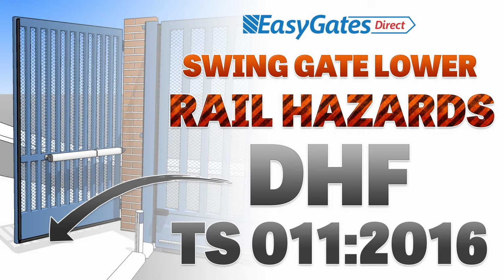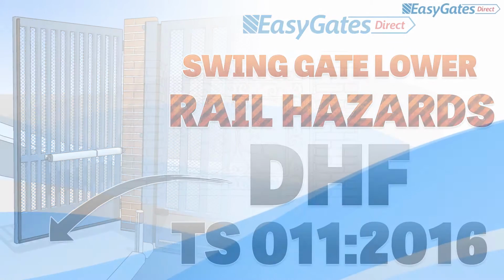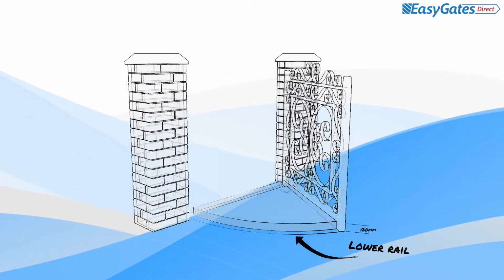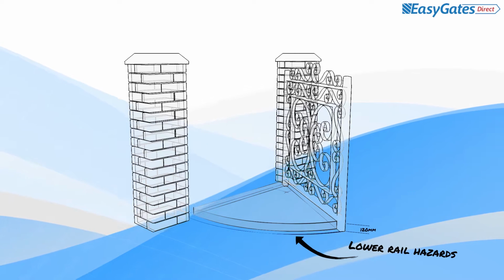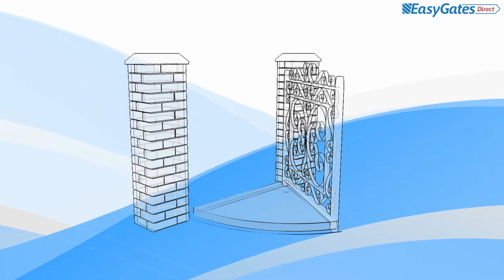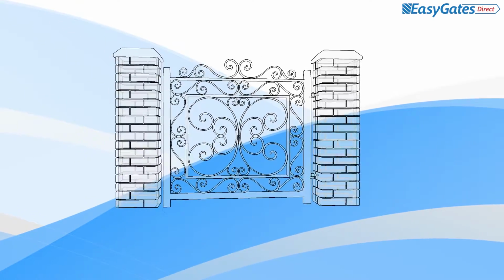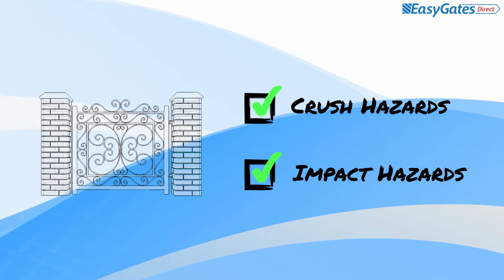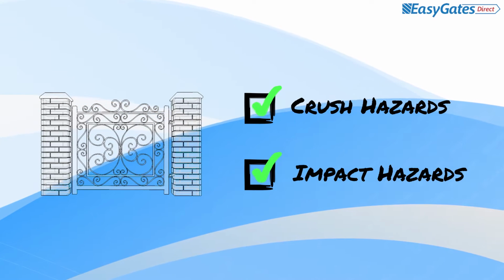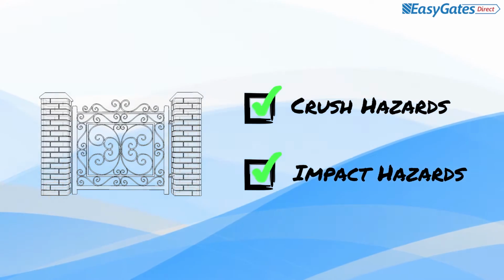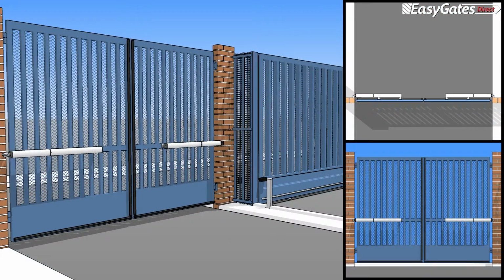Chapter 2. Defining lower rail crush or impact hazards on swing gates. This area has always been a concern when addressing safety requirements, as the current BSEN standards did not clearly define any parameters. The DHF TS 011-2016 Code of Practice now provides a simple set of terms to define both crushing and impact hazards in this area. Firstly, let's take a look at a swing gate in its opening and closing sweep.